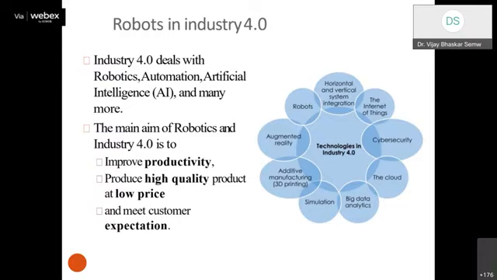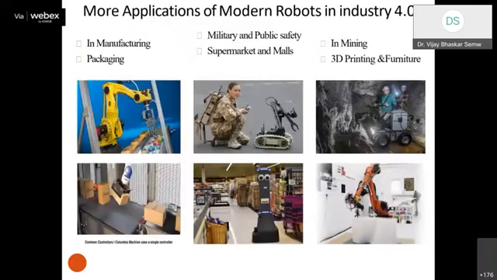So the main aim of robotics in Industry 4 is to improve productivity and quality, and deliver high quality products at a low price, and meet consumer expectations as demand is growing. So there are more applications of modern robots in industry for manufacturing. We want more quality products in less time. So we can go for manufacturing of items, and packaging where we have to pack vegetables or other things, foods, grain and other things. And there you can apply an assembly line. Amazon has also opened this platform for this purpose. Amazon has deployed robots.